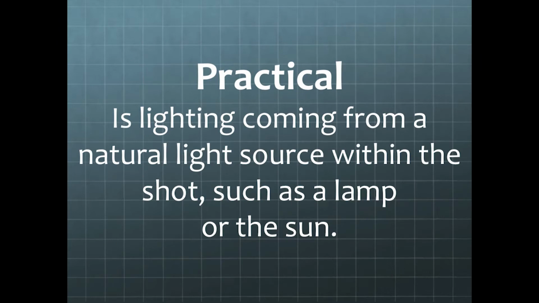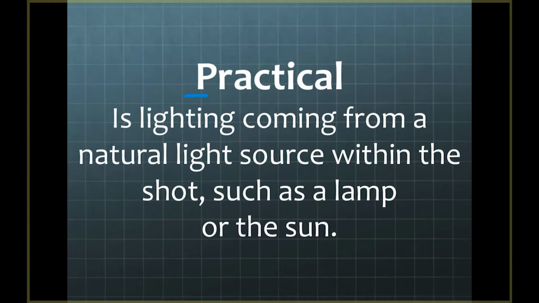Now, practical lights are different. When you're lighting with a practical light, that's where you have to be really careful about it. When you're lighting with a practical light, the light is coming from a natural light source within the shot, such as a lamp or the sun. But the big thing with a practical light is it has to be coming from within the shot. If you don't see the practical in the scene, in that shot, you're not lighting with a practical, or at least as far as the audience can tell.